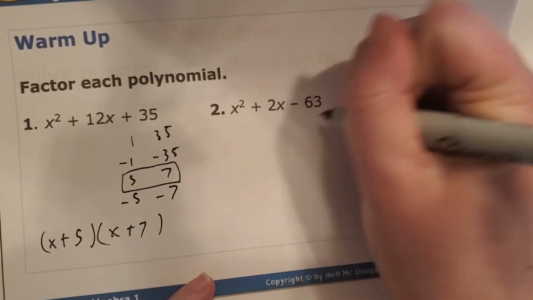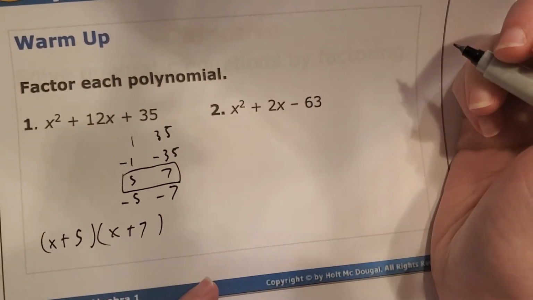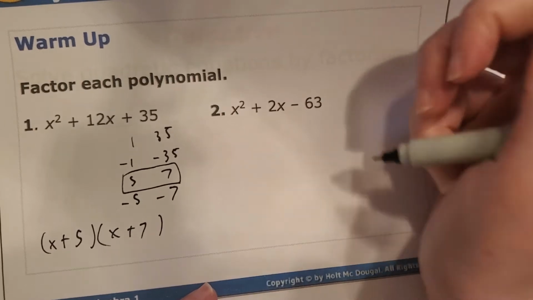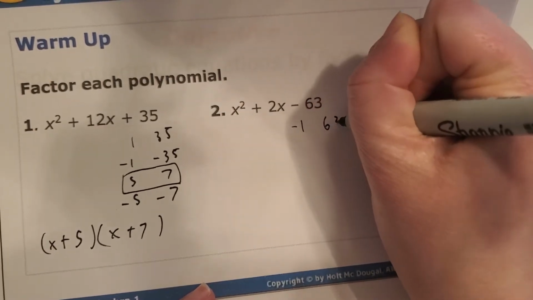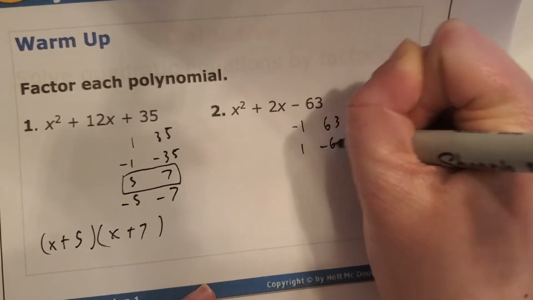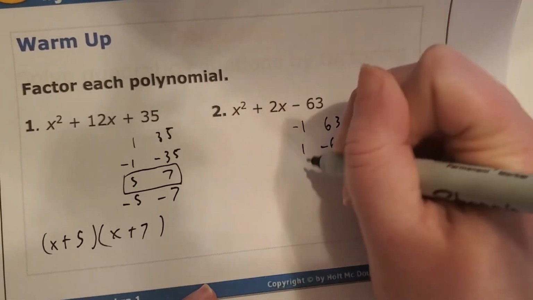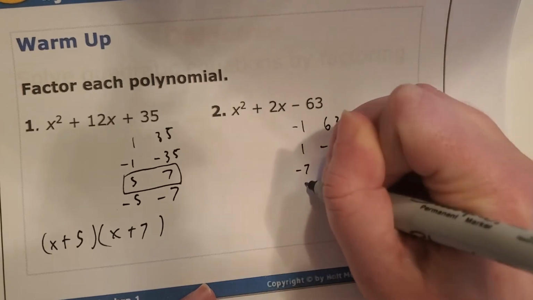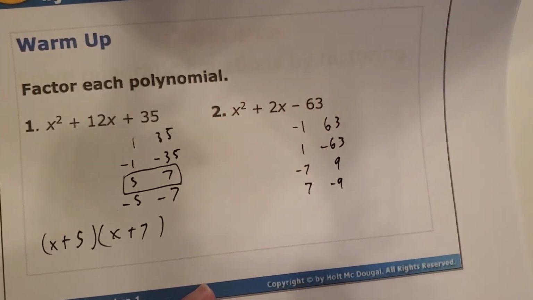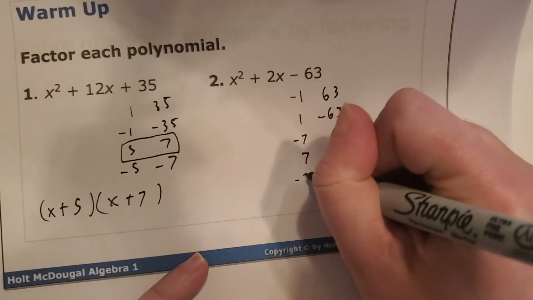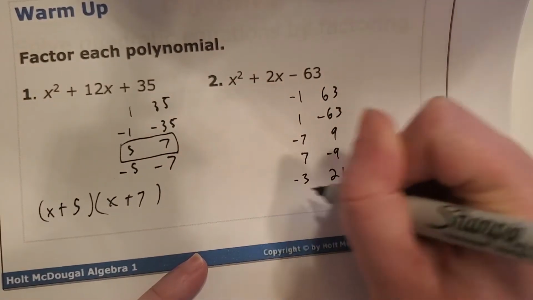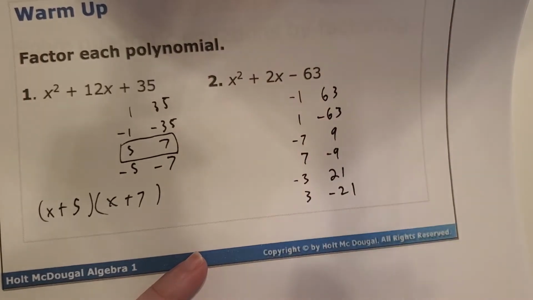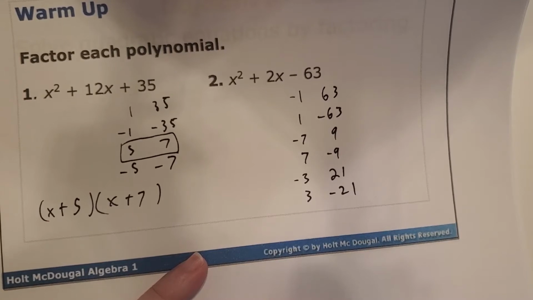Factors of negative 63. Now in this case, because of the negative, one's got to be positive and the other one's got to be negative. So we could have negative 1 and 63, or switch the signs. We could have negative 7 and 9. Switch the signs. 63 is not going to be divisible by 2, but it is divisible by 3. So we could have negative 3, and that's 21. Or the other way. And that might actually be it. Yeah, I think that's it for factors of 63.